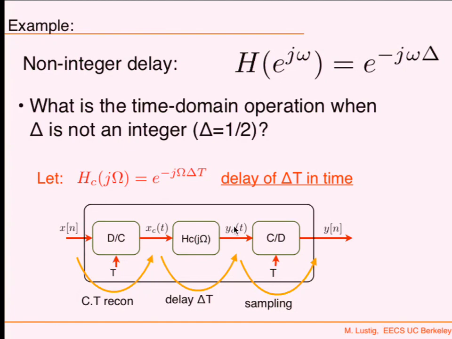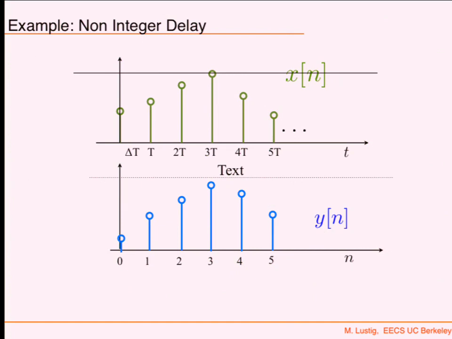Okay, so here's how it works. You start with a signal that has two indices here. x[n] has an n at T, representing T, 2T, 3T. n equals 0 is 0. n equals 1 is T.